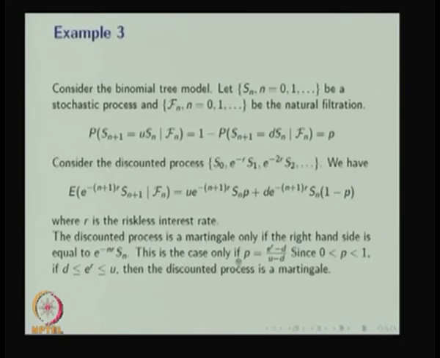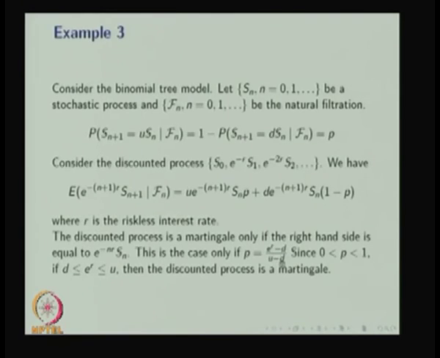So this is the case only if the p value takes e power r minus d divided by u minus d. If p is the probability of incrementing by u, and p is equal to (e power r minus d) divided by (u minus d), then the discounted stochastic process is a martingale. That is possible since p lies between 0 and 1, since r is the riskless interest rate, e power r also lies between d and u.